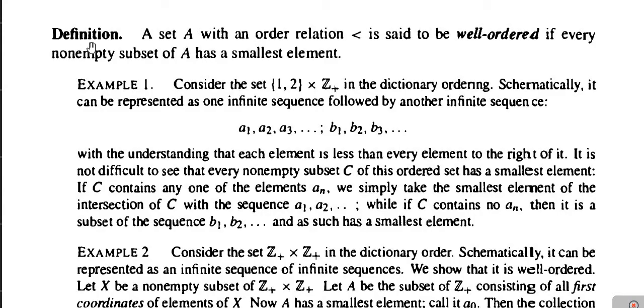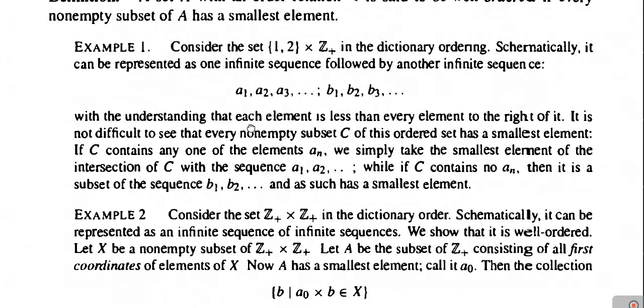Definition of the well-ordered set: a set A with an order relation less than is said to be well-ordered if every non-empty subset of A has a smallest element. If A is a set which has an order relation denoted by less than on it, then that set A is said to be well-ordered if its every non-empty subset has a smallest element.